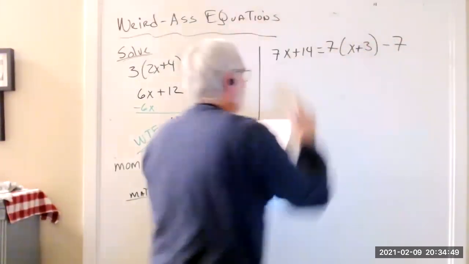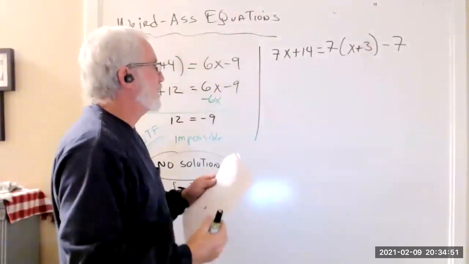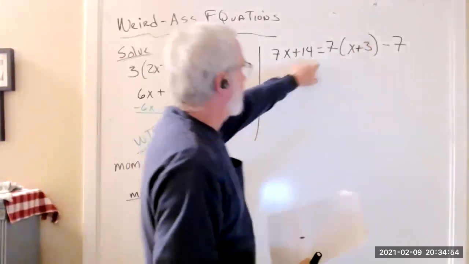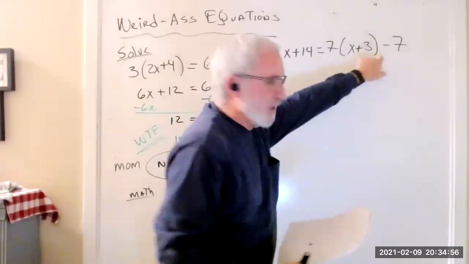Okay, I'll pause it while you try that one. 7x plus 14 equals 7 times x plus 3 minus 7.